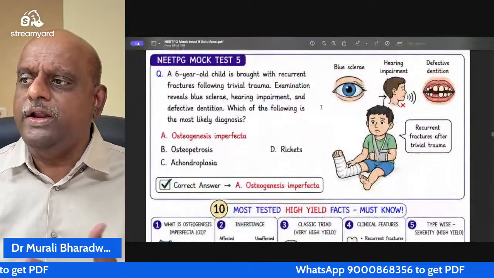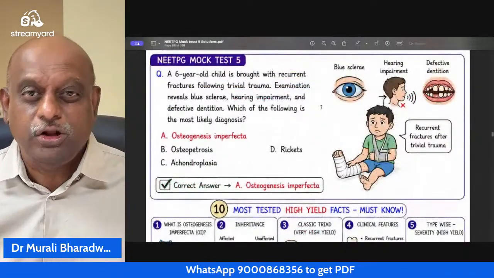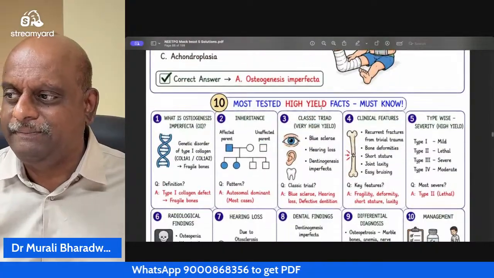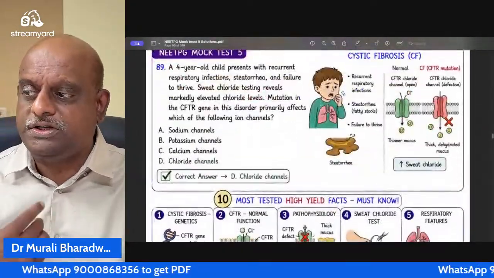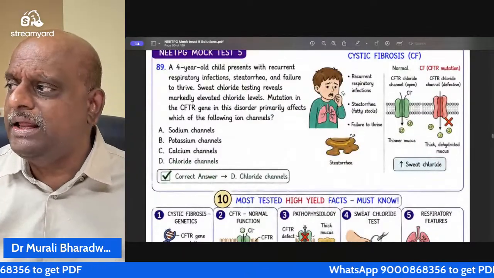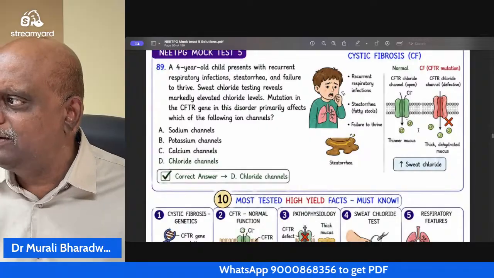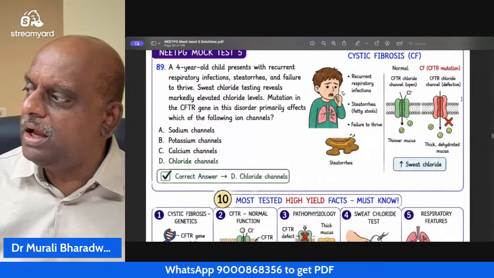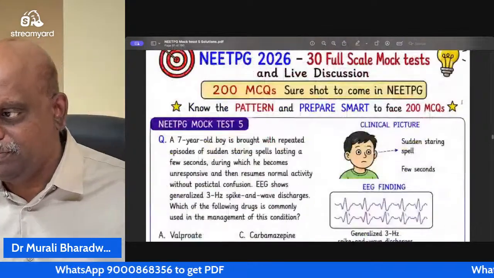A 6-year-old is being brought with recurrent fractures following trivial trauma. Osteogenesis imperfecta. Codfish vertebrae is the characteristic feature of osteoporosis. In cystic fibrosis, it is the chloride channels. CFTR chloride channel is open normally, whereas CFTR chloride channel is defective in case of cystic fibrosis.